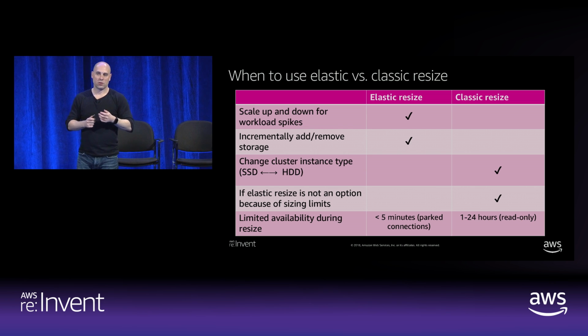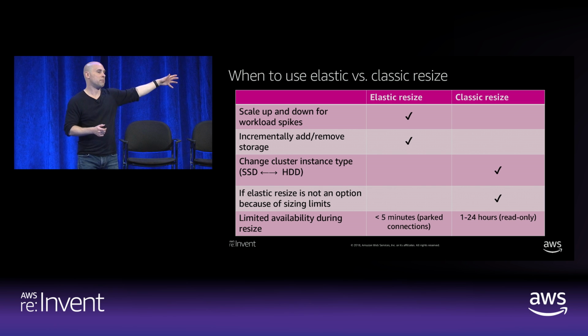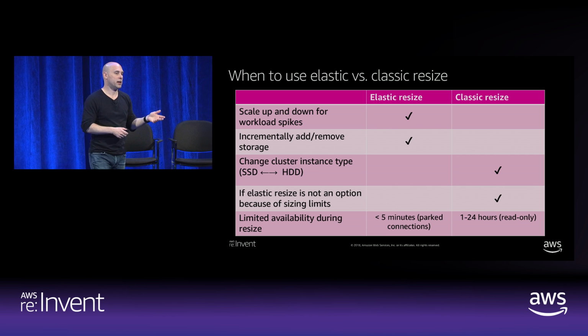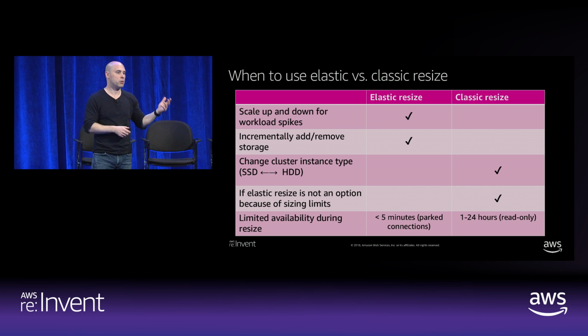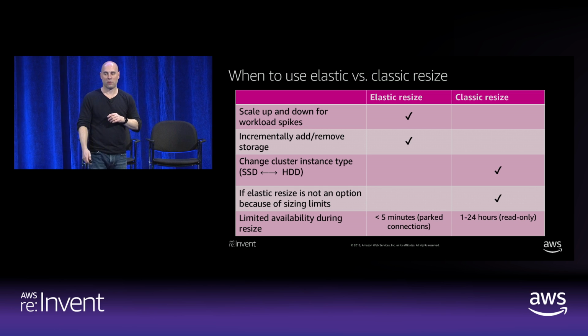The biggest difference between them is the amount of time. With the elastic resize, you get 4-ish minutes of parked connections. With the classic resize, usually I say it's an overnight operation. It can range depending on how much data we have to move, anywhere between 1 and 24 hours. We always try and have these completed within 24 hours.